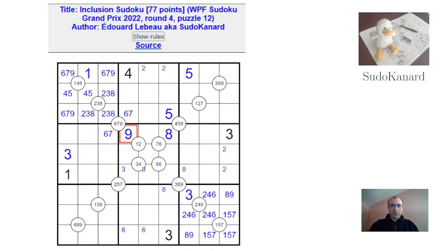Now, what do we see? Well, something interesting there is this cell. This cell can't be 9, obviously. It can't be 1 or 2. It can't be 7 or 8. It can't be 5 or 6. So it has to be 3 or 4. But it's not 4 because of the given 4. So this is a 3.